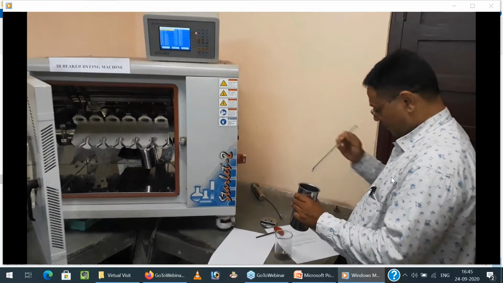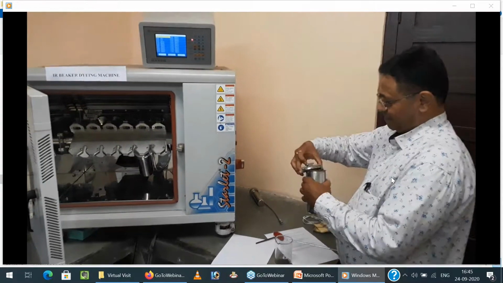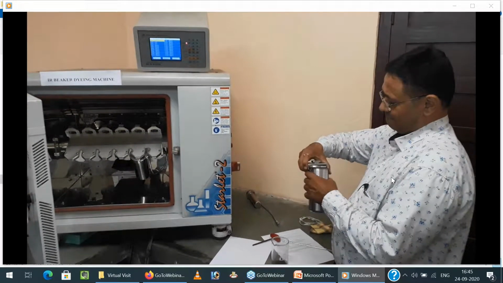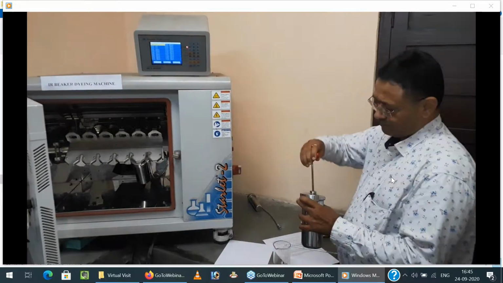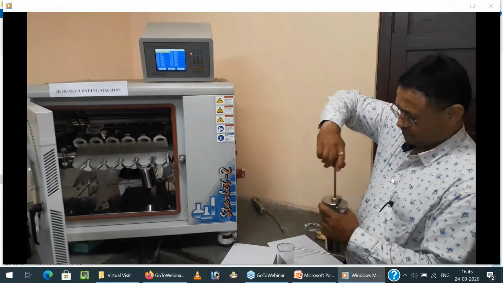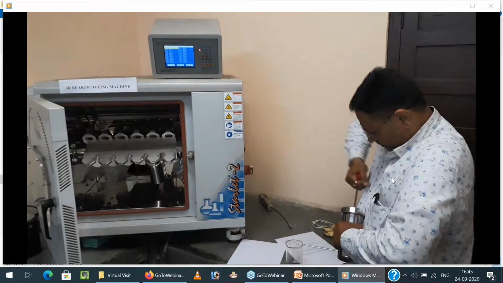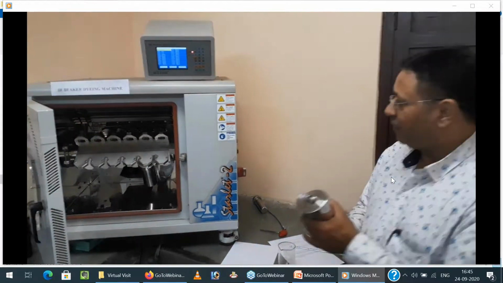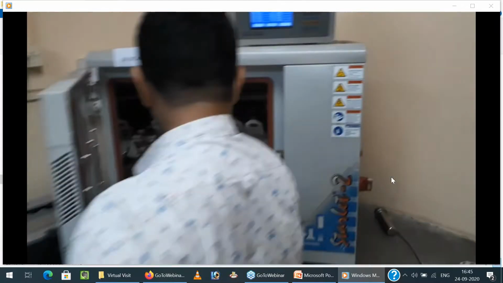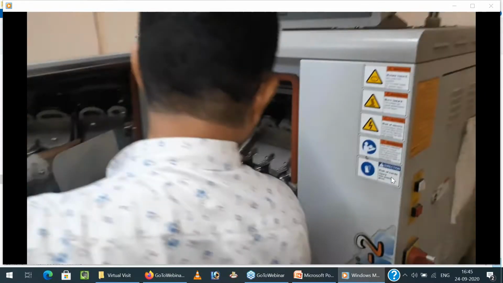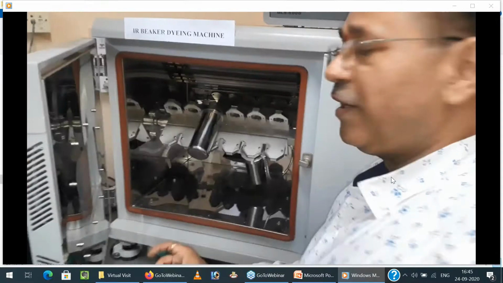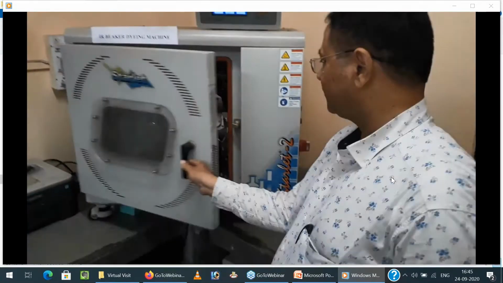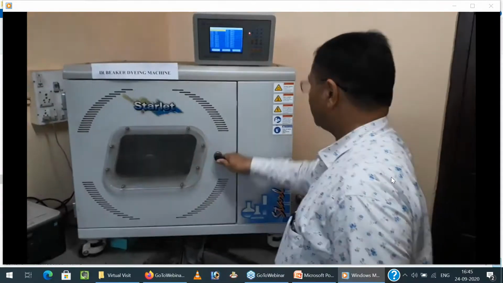And then he is placing the lid, which is tightly sealed, and then it is placed in the holder. This is a Korean machine, actually made in Korea. Indigenous machines are also now made by one company at Vapi.